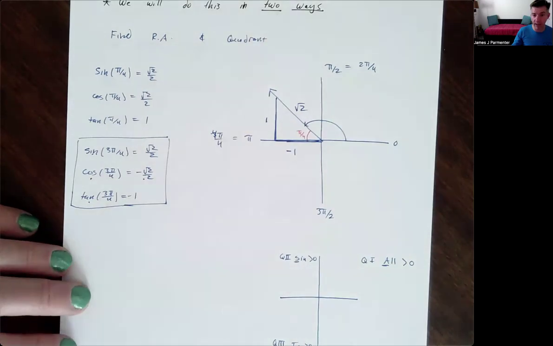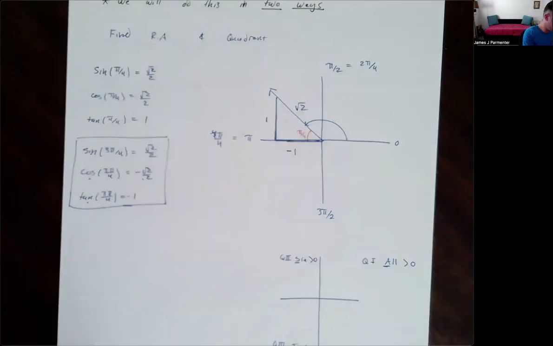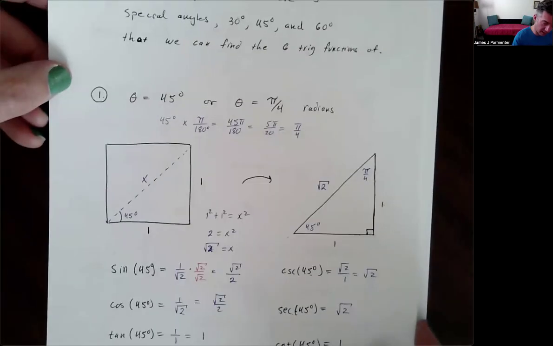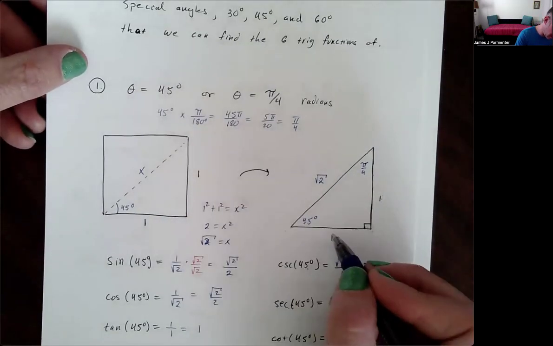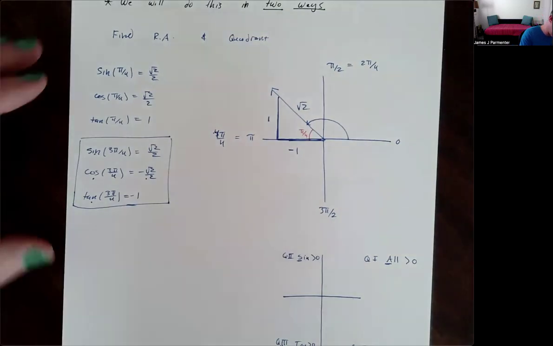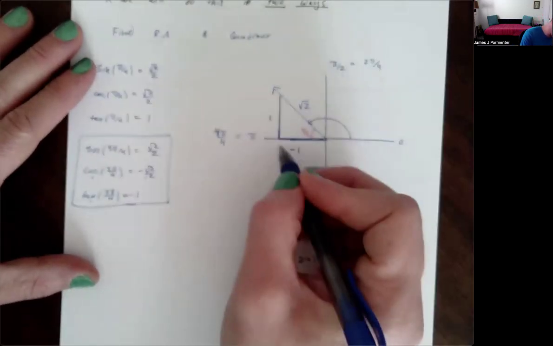I'm really just going back to my special triangle from the beginning, right? The angle was 45 degrees, the sides were 1, 1, and root 2. I'm just appropriately changing the sign. We're going left, that's a negative. We're going up, that's a positive.